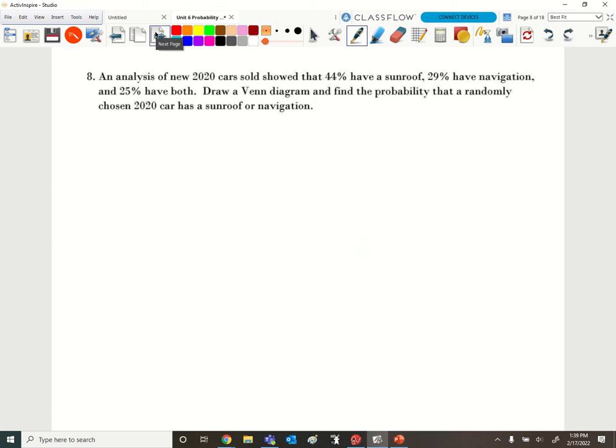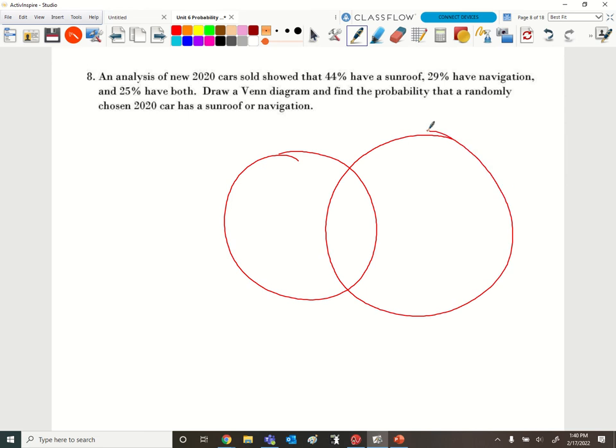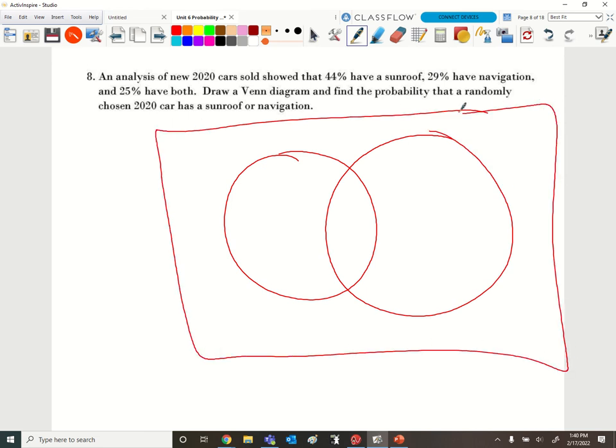Ocho. See what I did there? All right, new 2020 car sold. Showed that 40% had sunroof, 29% had navigation, 25% had both. Draw a Venn diagram. There we go. Venn diagram here.